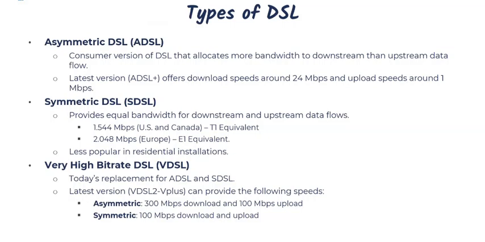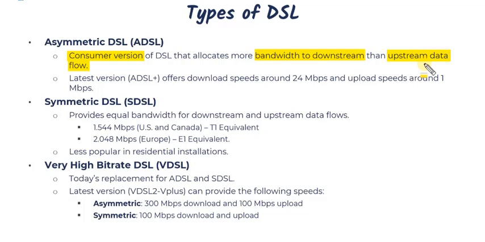So there's three different types of DSL that I want to talk about in this lecture, and those are asymmetric DSL, symmetric DSL, and very high bitrate DSL. So what's the difference between asymmetric and symmetric DSL? Well, asymmetric DSL, this is a consumer version of DSL where they're going to allocate more bandwidth to your download than to your upload. And we're talking about downloading and uploading. We're talking about downstream data and upstream data. So when we're downloading data, that's our downstream data. And when we're uploading data, well, that's when we're uploading to the internet.